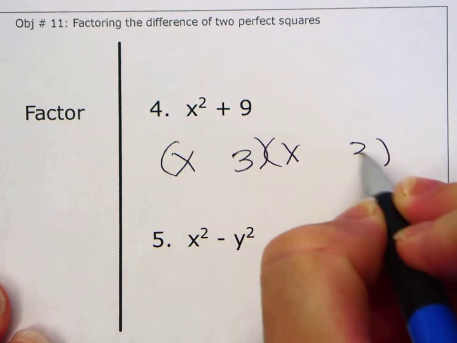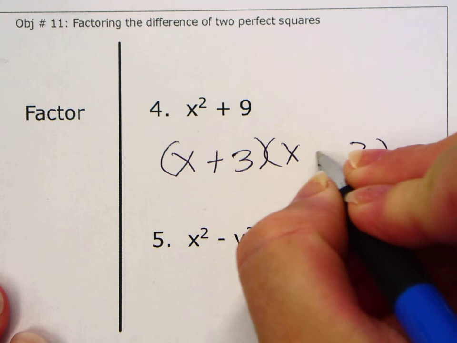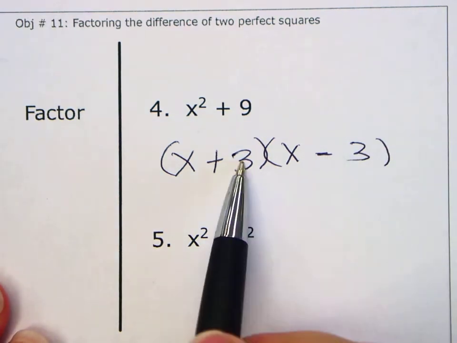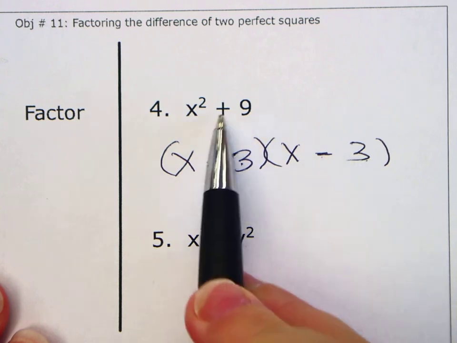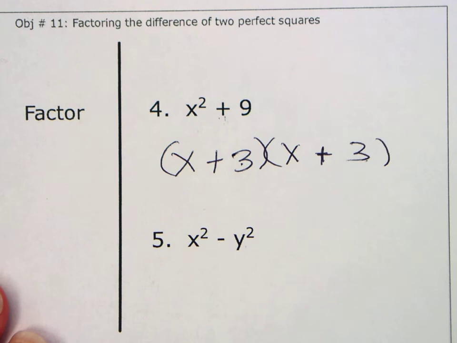3 and 3. What are the signs? Plus and minus? Does that work? Why is this wrong? What's 3 times negative 3? Negative 9. So is that right? No. A lot of students tell me this is the answer.